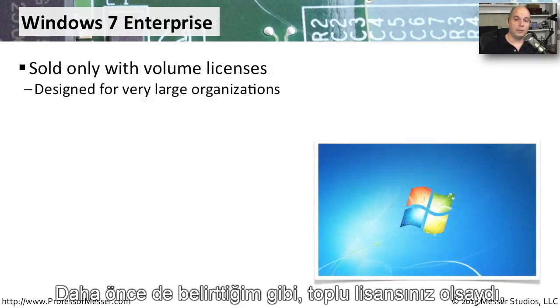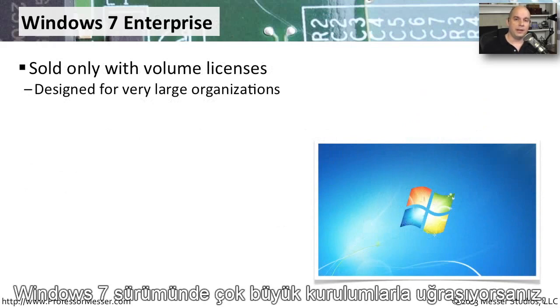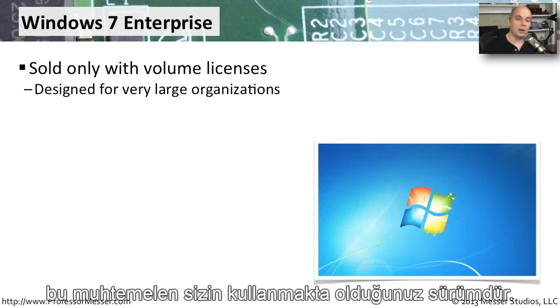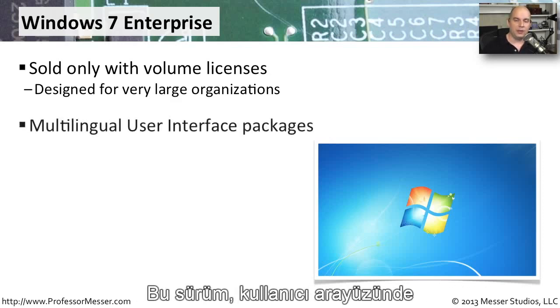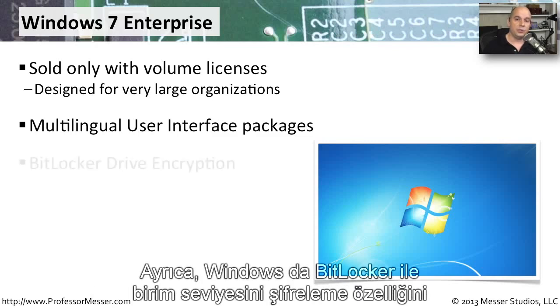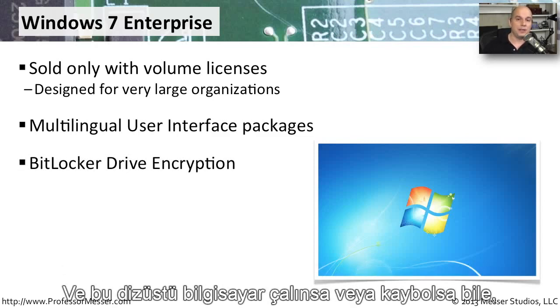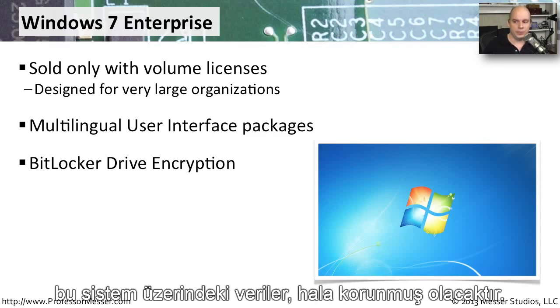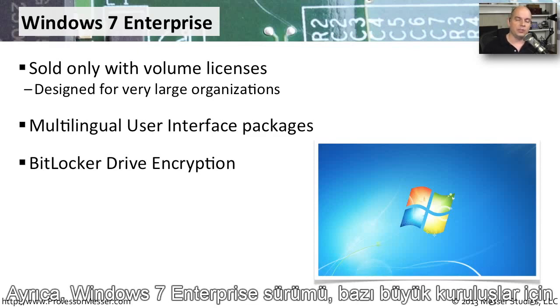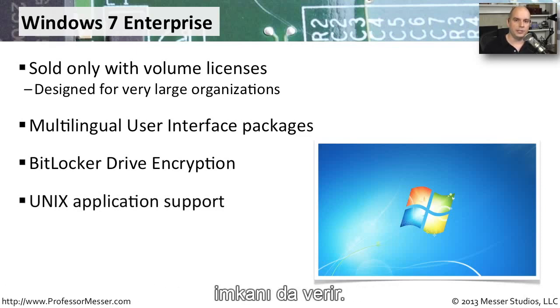As I mentioned earlier, you would be using the Windows 7 Enterprise version if you had a volume license. If you were managing very, very large deployments of Windows 7, this is probably the version that you're using. This allowed and enabled multiple languages in the user interface, which is important for large international organizations. It also allows you to turn on that volume level encryption called BitLocker in Windows so that you could put that on a laptop, send the laptop out, and even if that laptop got stolen or lost, the data on that system would still be protected. The Windows 7 Enterprise version also enabled some Unix application support, which is important for some large organizations.